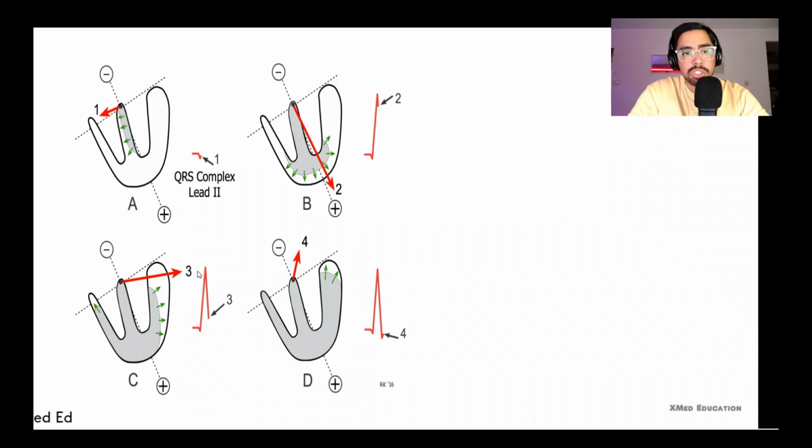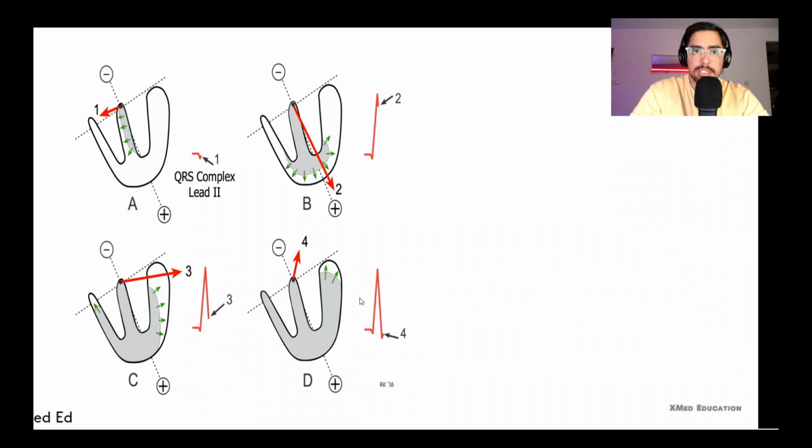So they show this as something like this. They come down, and in the fourth one, which is the posterior basal, as I explained, it is the opposite way, and the S part of the QRS will happen.